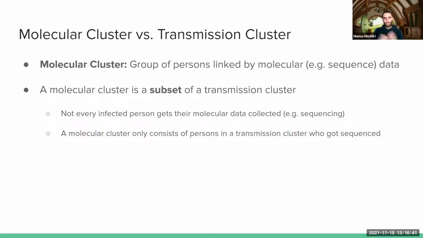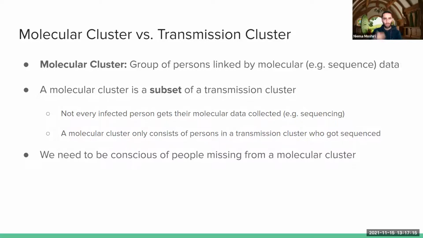So just to summarize the hierarchy, we have the risk network, which is every single person who's either infected or susceptible to being infected. Then a subset of that is the transmission cluster, and you can have multiple transmission clusters in the risk network. And then a subset of a transmission cluster is a molecular cluster. So out of the people in this transmission cluster, who have I actually sequenced? Does that make sense?